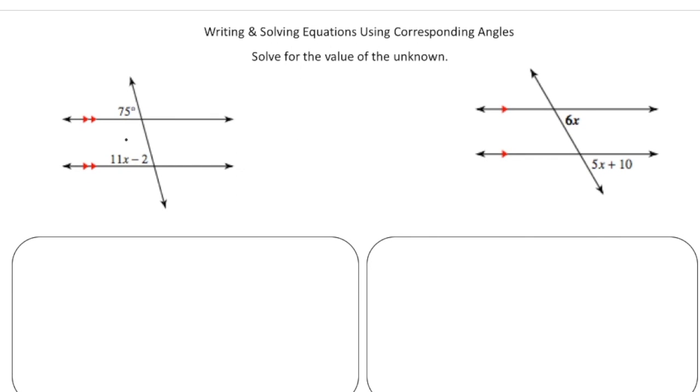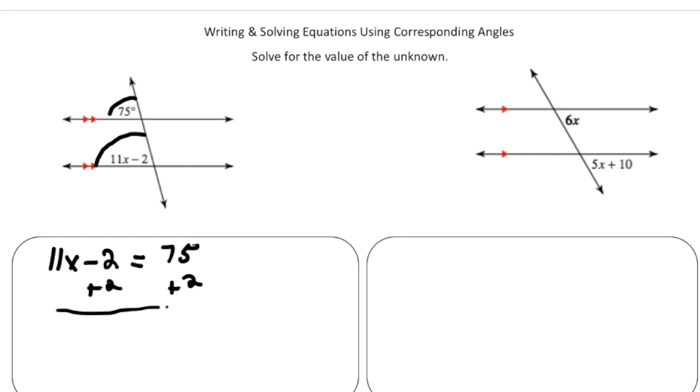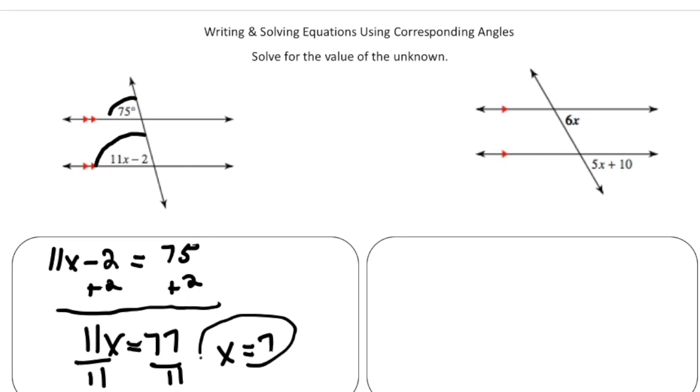Both of these problems have two parallel lines and a transversal. So we know that this angle here, 75 degrees, is going to correspond with 11x minus 2. Because of that, they're equal. So our equation is going to be 11x minus 2 equals 75. Now we just have to solve for x by adding 2 to both sides, and we get 11x equals 77. Divide both sides by 11, and x ends up being 7 for this one.